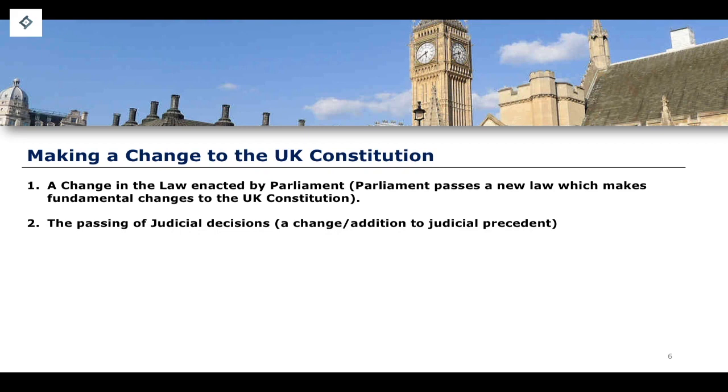You may also have the passing of judicial decisions. The handing down of a judicial decision can make a change to the Constitution, either by making a change to specific judicial precedent or by adding to judicial precedent, by adding to new circumstances and situations whereby a particular legal case has been brought. Again, this is another way in which the Constitution can change, and it can change particularly quickly.